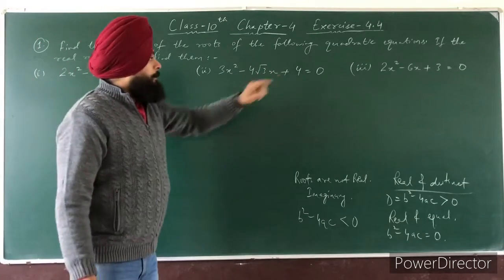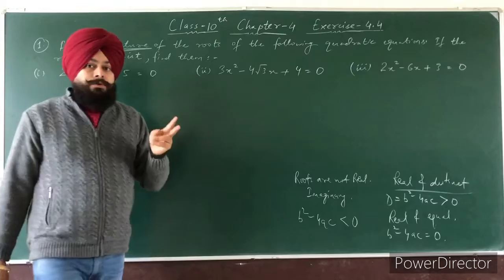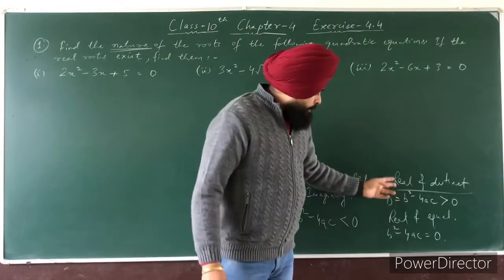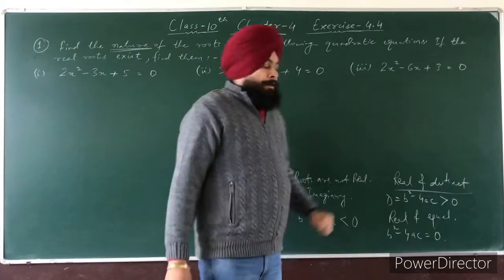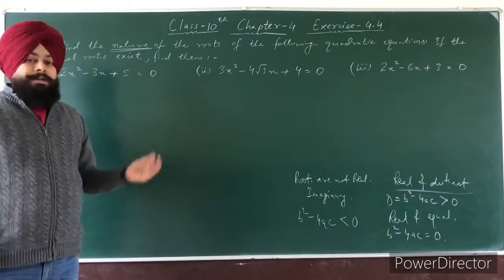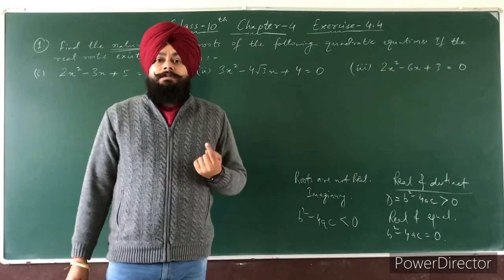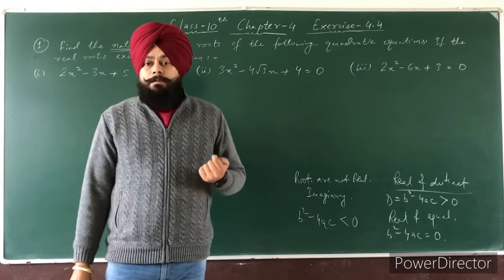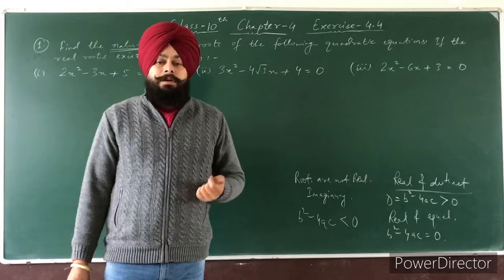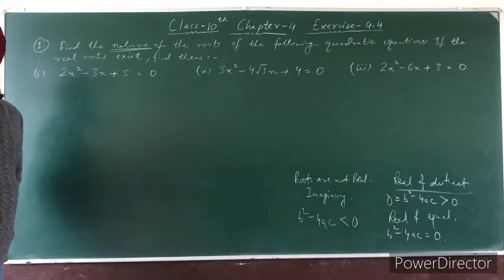And then if the real root exists, real root. So real root exists in this first and second. So we have to find them by any of the three methods that we have already done. The first method is by factorization, second one is completing the square, and the third one is quadratic formula. So let us start with the first to find the nature of roots.